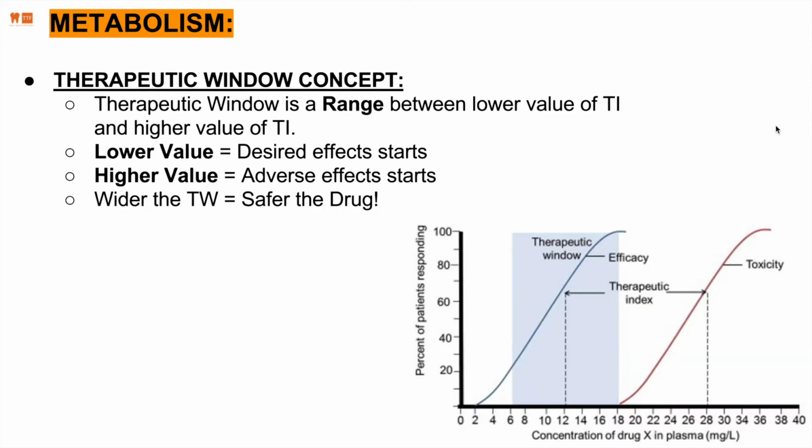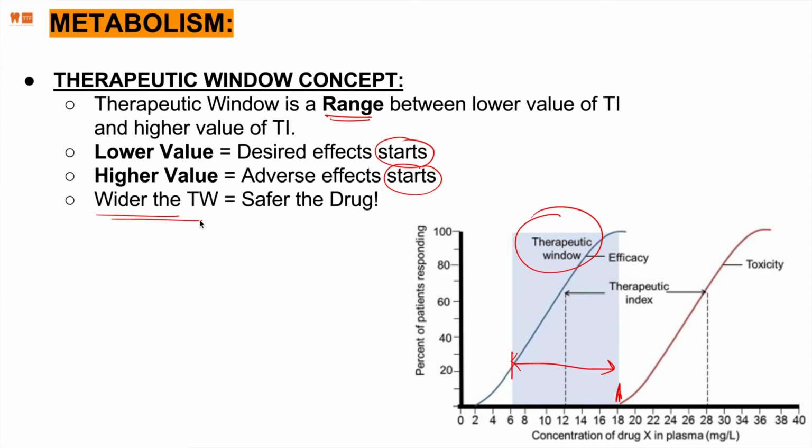So that's therapeutic index. Therapeutic window concept is a range. It's not a ratio, it's a range, which is between the lower value of TI and the higher value of TI. What does that mean? Well, lower value is the desired effects beginning, right? At this point, the therapeutic window begins, where the effects are starting to show. However, the higher value is the adverse effects starting, which is here. This is where adverse effects start. So this becomes our window. This is where we want our drugs to be.